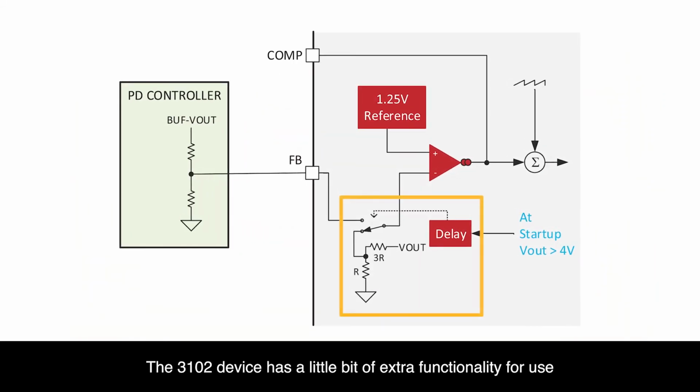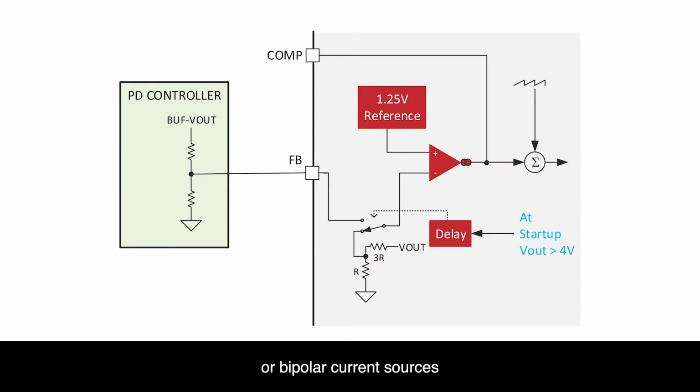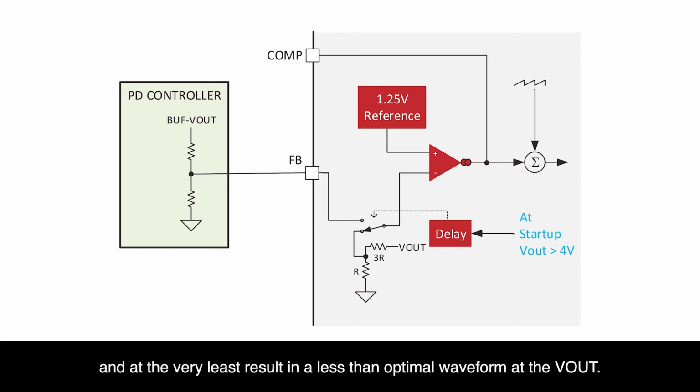The 3102 device has a little bit of extra functionality for use when a PD controller utilizes its own internal resistor divider network or bipolar current sources that are not active and not powered up until such time as the PD controller has been given enough bias and has enough time to wake itself up. A port controller such as this leaves the buck converter in an open loop condition during startup. The Vout signal may go into over or under voltage protection conditions and at the very least result in a less than optimal waveform at the Vout.